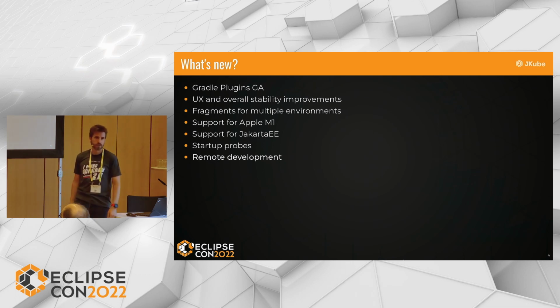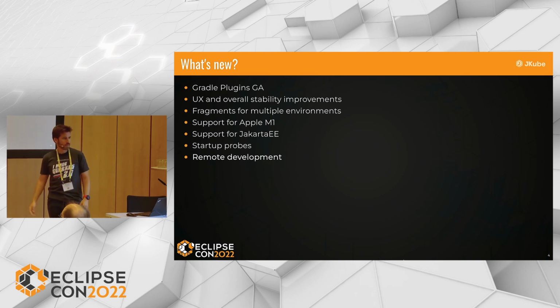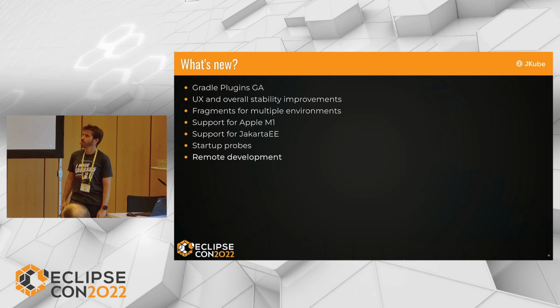Okay, so what's new since last year? We've finally graduated the Gradle plugins. We initially released them in a preview mode, and the past year we graduated them. We've been working a lot in improving the user experience and the project stability. The idea is to make it easier for those more advanced deployments to configure them and simplify the configuration process. In addition, we've provided support for Jakarta EE, Apple M1, and a lot of other minor features and improvements. Last but not least, the last couple of months, we've been working on this new remote development feature that we will see next, and we will be releasing it in the coming days when we cut version 1.10.